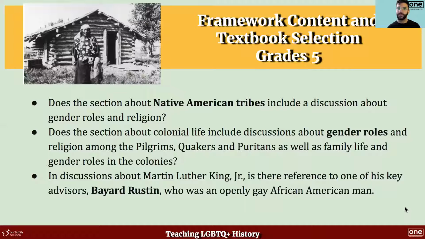And this is for grade 5. Does the section about Native American tribes include a discussion about gender roles and religion? As we know, before the colonization of the Americas, there were many expansive ways of understanding genders and sexualities, and that shouldn't be left out of the discussion when we're talking about Native American tribes on Turtle Island here. And then later on, of course, if we can go to the next slide, actually.